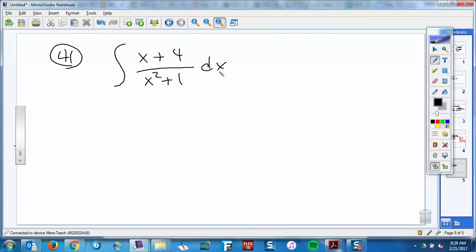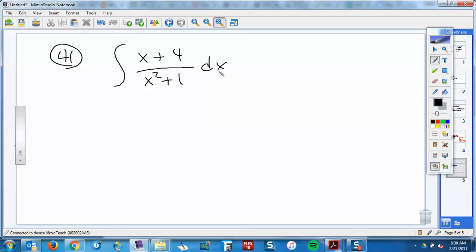Okay? All right, what do you think? What are first thoughts? Just what comes to mind right away? Let u be the bottom, right? If you let u equal x squared plus 1, let's think ahead. What's the du? 2x dx. Now, do we have an x dx setting up there?